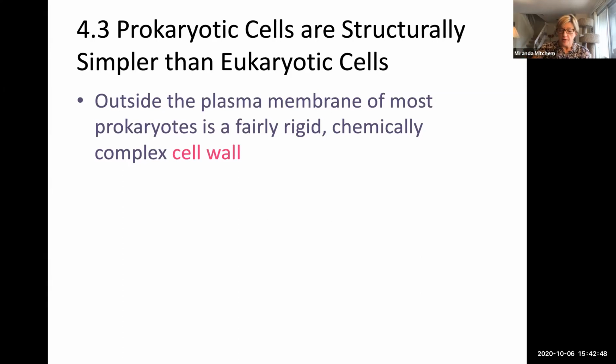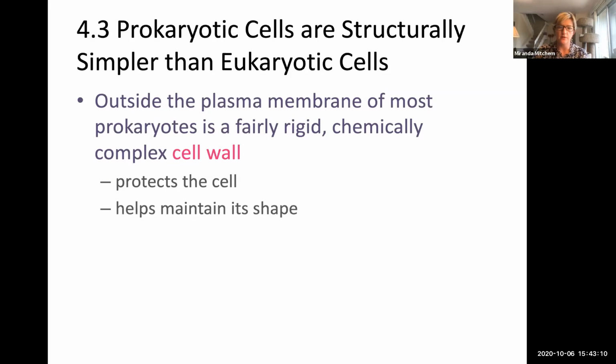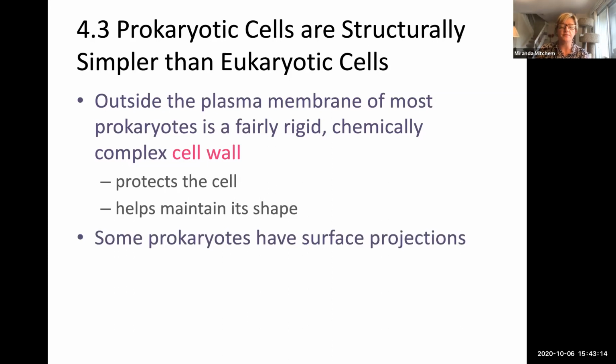Our prokaryotes have that cell wall, and it is much more rigid than the cell membrane. And depending upon what type of bacteria we're talking about, there may be some differences in the components of those cell walls. But all cell walls function to provide protection. They also give shape and structure to the cell.